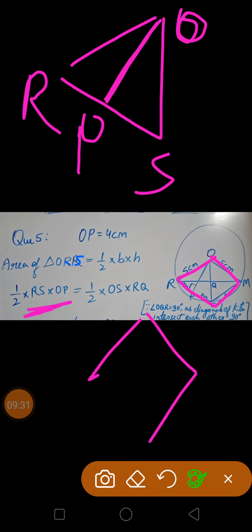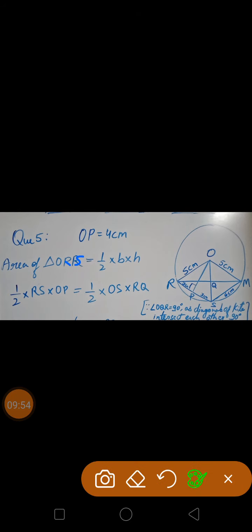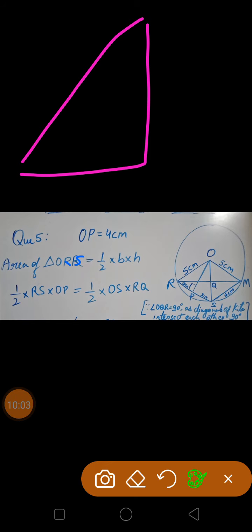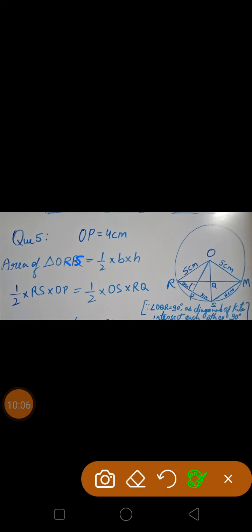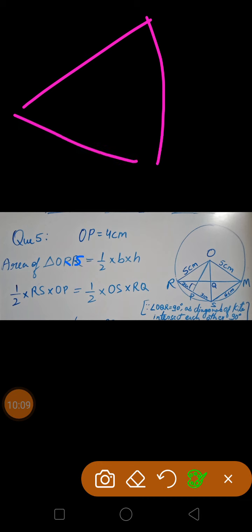We know that a kite is a quadrilateral in which the diagonals of the kite intersect each other at 90 degrees, meaning they make a 90 degree angle. When they intersect, a 90 degree angle is there. So this angle is of 90 degrees, this angle. So the same triangle is here. This is the perpendicular and this is also a perpendicular.